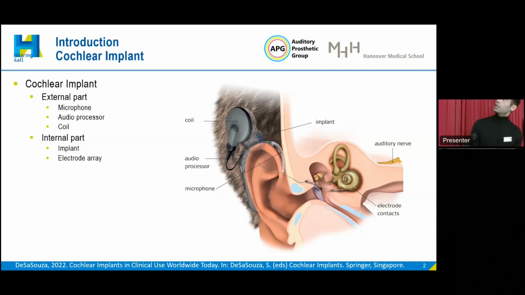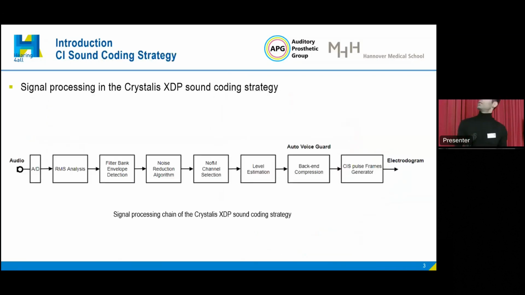So back to the process of converting the acoustic signal into electrical pulses. This happens through the CI sound coding strategy. Here we see the block diagram of one of the currently used strategies from one of the biggest companies, called Oticon Medical, and the CI sound coding strategy is called Crystalis XDP. So the audio is captured through the microphone and digitized, and the level is estimated with RMS analysis, and then through the filter bank the acoustic signal is converted into the frequency domain.